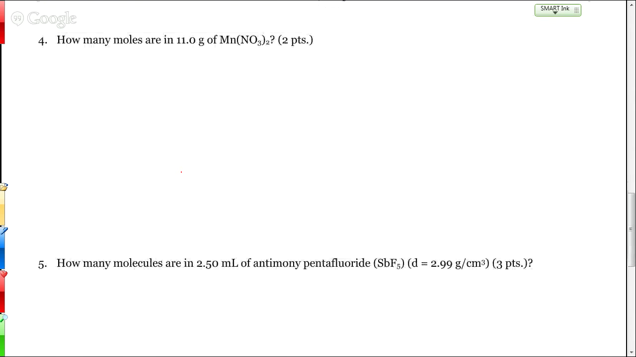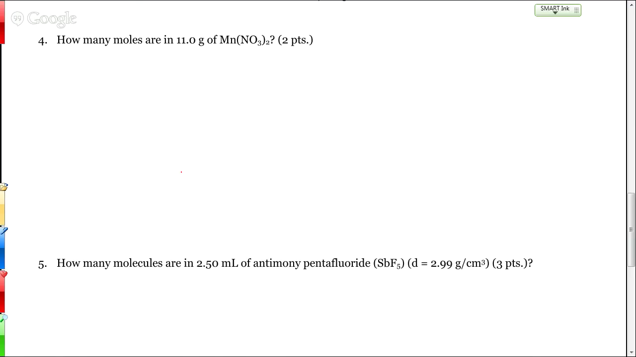Back page. How many moles are in 11.0 grams of manganese 2 nitrate? After we do this naming stuff in this chapter, you'll need to be able to find that formula from a name. So rather than saying Mn(NO3)2, I might just say manganese 2 nitrate, and you should be able to write down that formula. In fact, you'll have to get it right to be able to get the mass right. So we'll work on that today. But for now, we've got this. So we need to find the molar mass and then do that as a sort of a conversion.